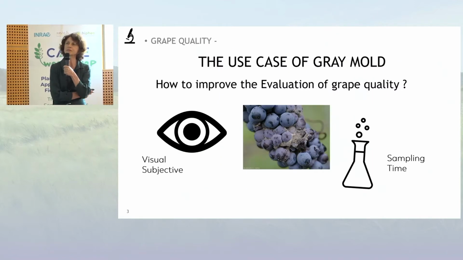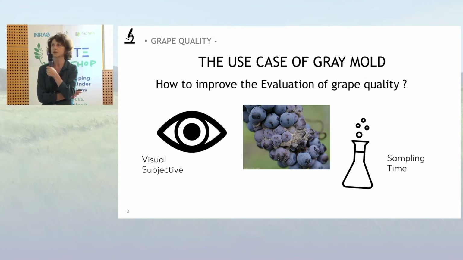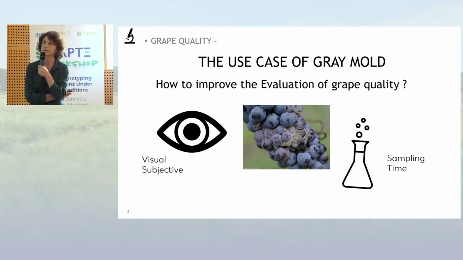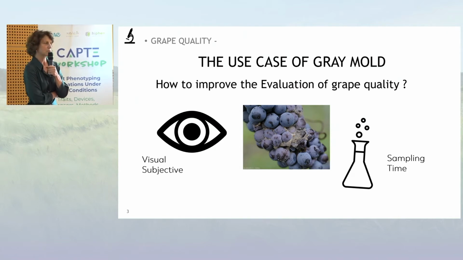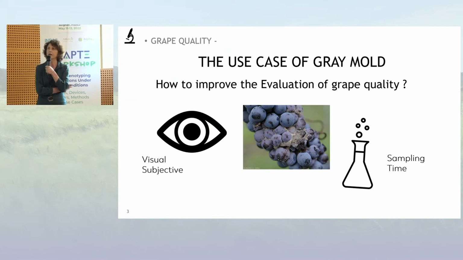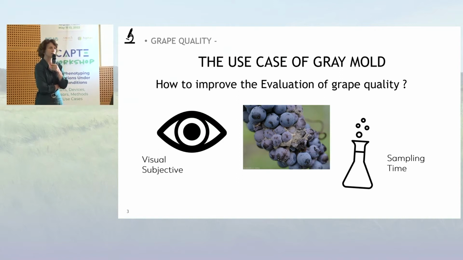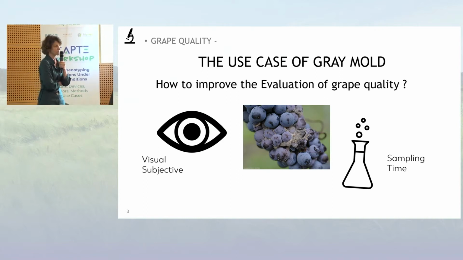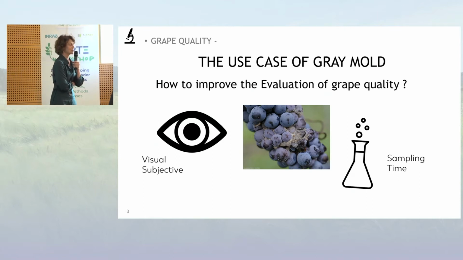I start with this use case that we started to work with, which is the case of grape mold. Grape mold is a disease caused by Botrytis cinerea, and in the Champagne area we sometimes have rains a few days before harvest, so it can happen that this kind of fungus develops on the grapes, as you can see on this picture.